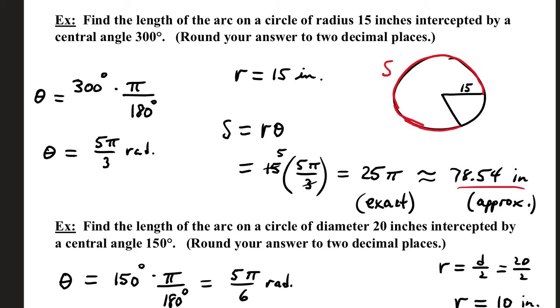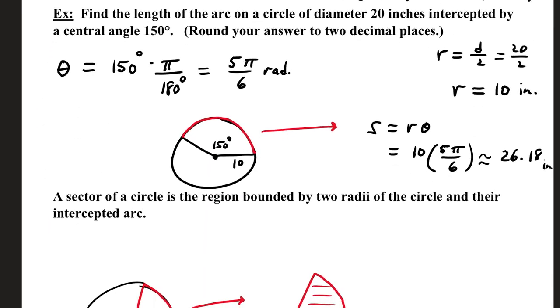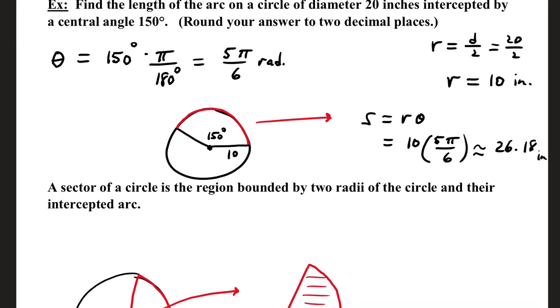78.54 is an approximation. Find the length of an arc on a circle of diameter 20 inches intercepted by a central angle of 150 degrees. 150 degrees is equivalent to 5 pi over 6.